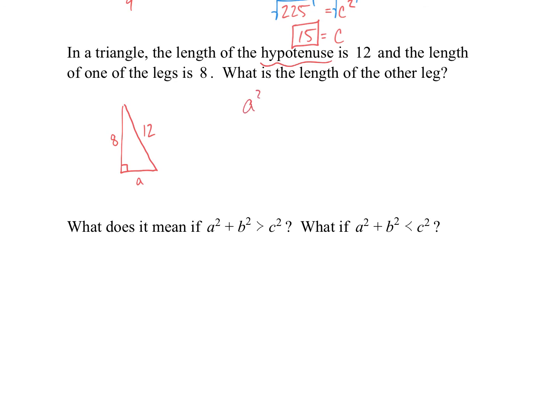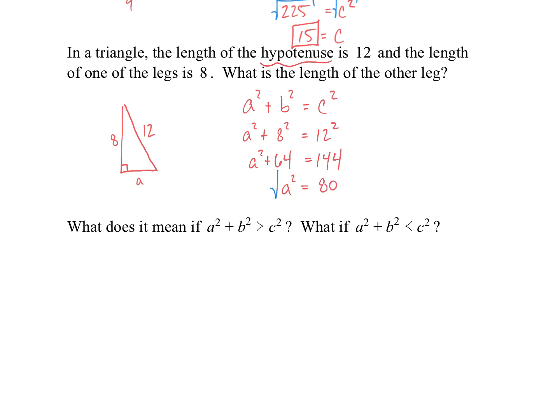Well, if a squared plus b squared equals c squared, which it does since this is a right triangle, then a squared plus 8 squared must equal 12 squared. So a squared plus 64 must equal 144. And if I subtract 64 from both sides, then I'll have that a squared must equal 80.